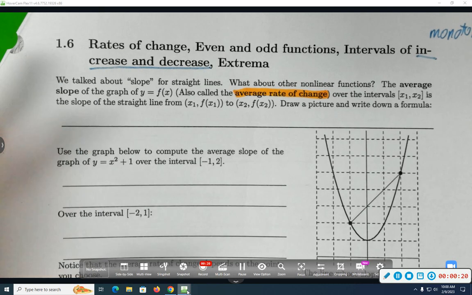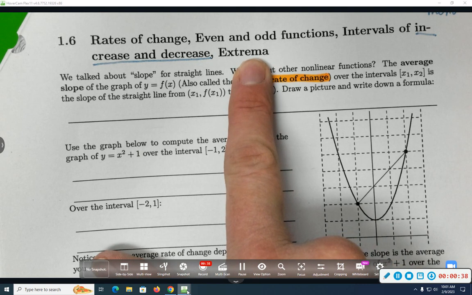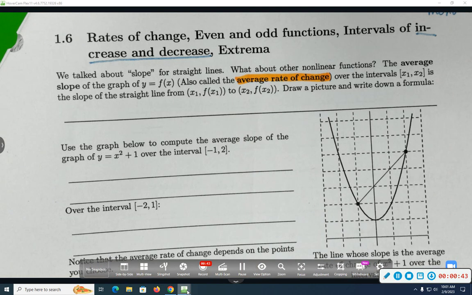monotonicity, where monotonicity is just a fancy word that means either increasing or decreasing. Its behavior is the same. It has one behavior, thus the monotonic. I'll try to avoid using that fancy word because it just means either increasing or decreasing. And extrema, which is just a fancy word for either maximums or minimums. So let's start in on this.